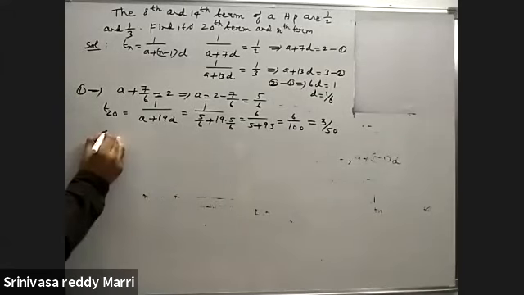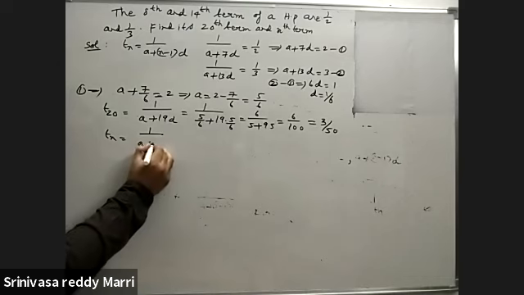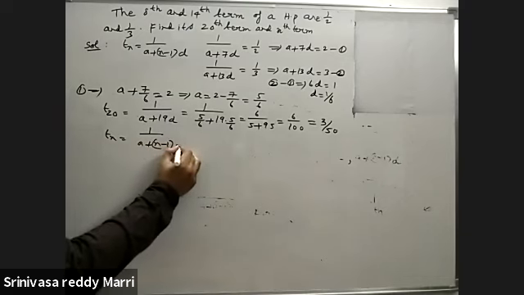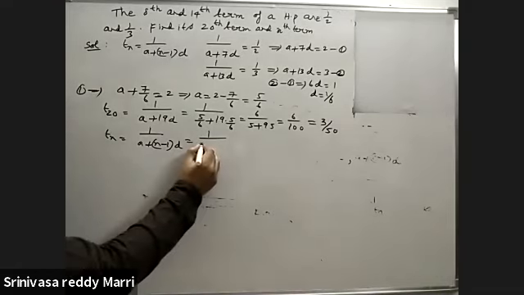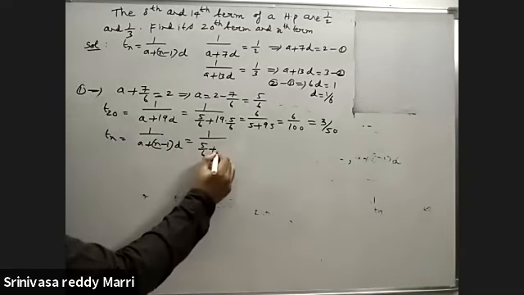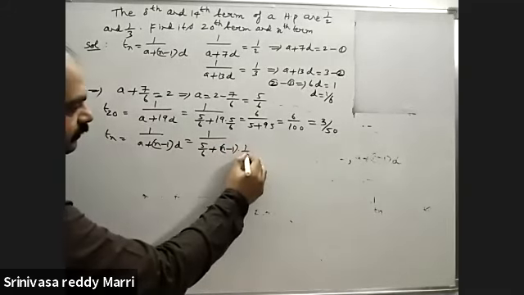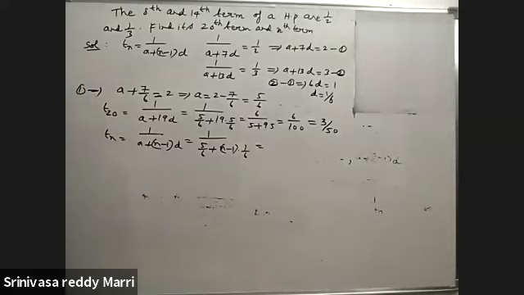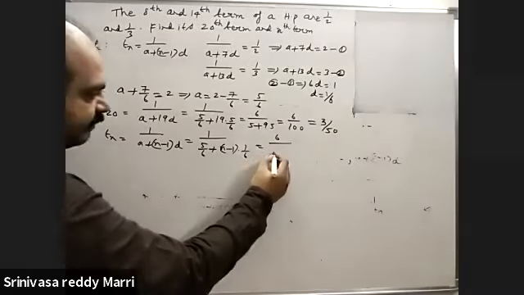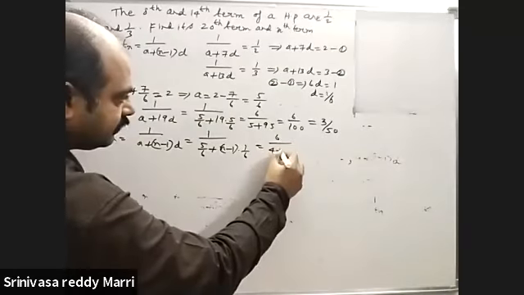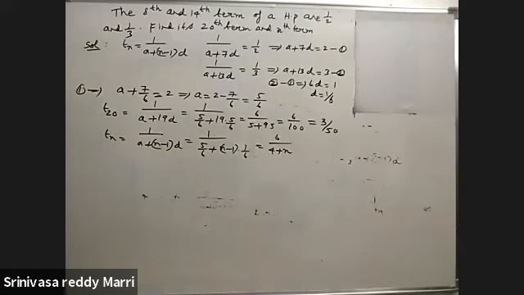Now the nth term we can easily write. Nth term is nothing but, this is the general term, 1 by, a is 5 by 6, plus (n minus 1) into 1 by 6. So 6 divided by 5 plus n minus 1, that is 6 divided by 4 plus n.